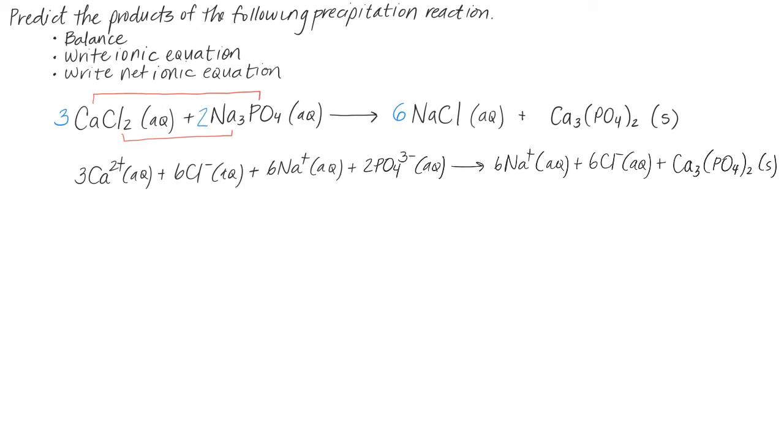To get our net ionic equation, we'll cancel out the spectator ions, or those ions that are the same on both sides. So we have 6 chloride, and we have 6 sodium. And I'll rewrite our net ionic equation. 3 calcium ions plus 2 phosphate ions produce calcium phosphate solid. Remember that our net ionic equation should be the formation of the solid since this is a precipitation reaction.